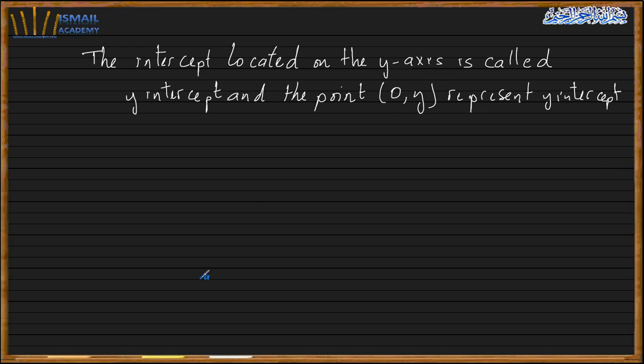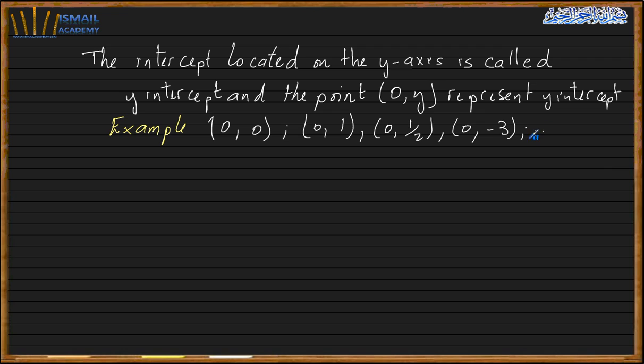So for example, (0, 0) again is a y-intercept. So it can be both x and y-intercept because the y-axis and the x-axis intersect at (0, 0). This is why it's both x-intercept and y-intercept. So we have (0, 1), (0, half), (0, -3), and so on. Any point with x coordinate equals 0 is a y-intercept. So to find the y-intercept, we substitute x by 0.